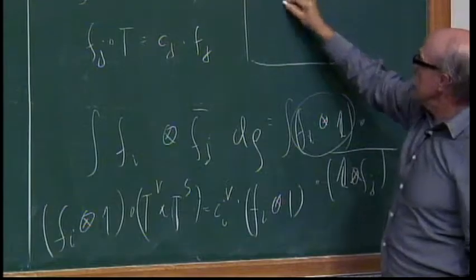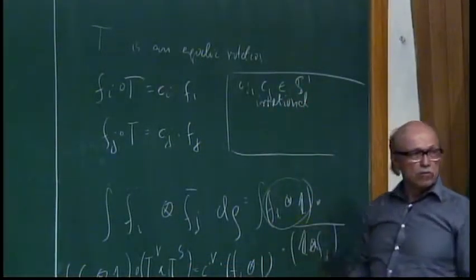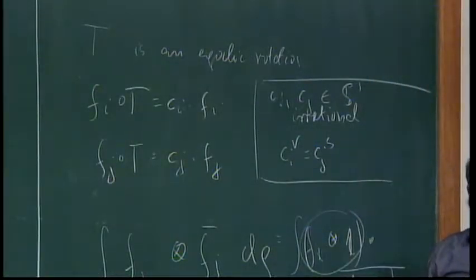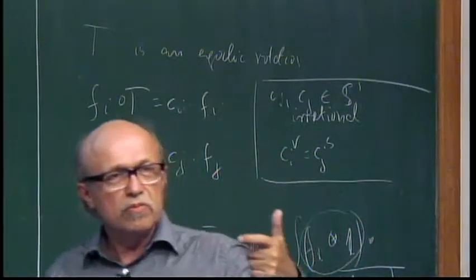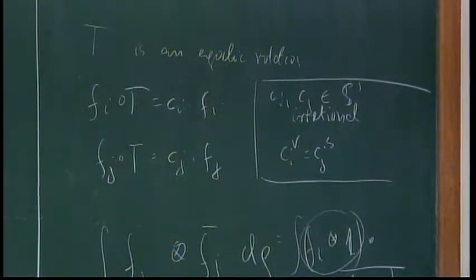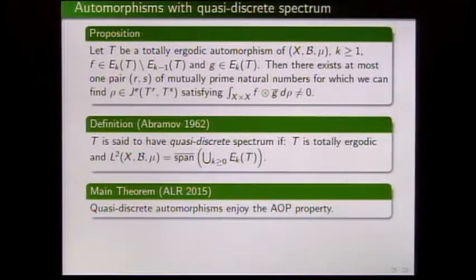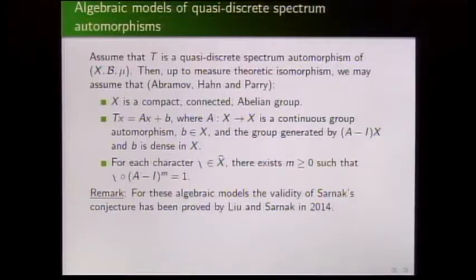This calculation we can make for any joining. So this integral I can compute by thinking that these two functions are orthogonal in the L2 space of my joining. But these are eigenfunctions. To know that eigenfunctions are orthogonal, the only thing I have to know is that the eigenvalues are different. So the only thing you have to solve is just an exercise. Suppose that you have two numbers, c_i and c_j, which are irrational. You want to see for how many pairs r and s you have c_i^r equal to c_j^s. And clearly, if these two numbers are irrational, there is at most one solution to this equation. So that's how it goes.